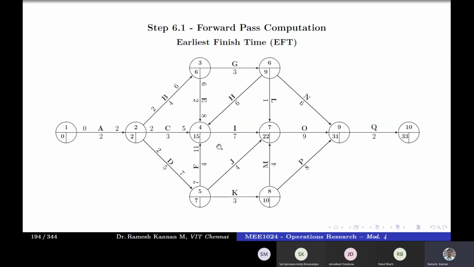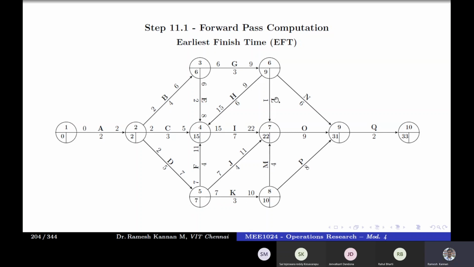Okay. Then G is 6 and 6. This will be 6. 6 plus 3 is 9. Then H is 9 and 9, so the maximum will be 9. 9 plus 6 is 15. Okay. Then I has got different things: 11, 5, 8, 15 and 15. Out of this, the maximum will be 15, so we'll just give 15. 15 plus 7 is 22. Okay. Then J has got 7 and 7, so it'll be 7. 7 plus 4 is 11. Then K has got 7 and 7, so it will be 7. 7 plus 3 is 10.